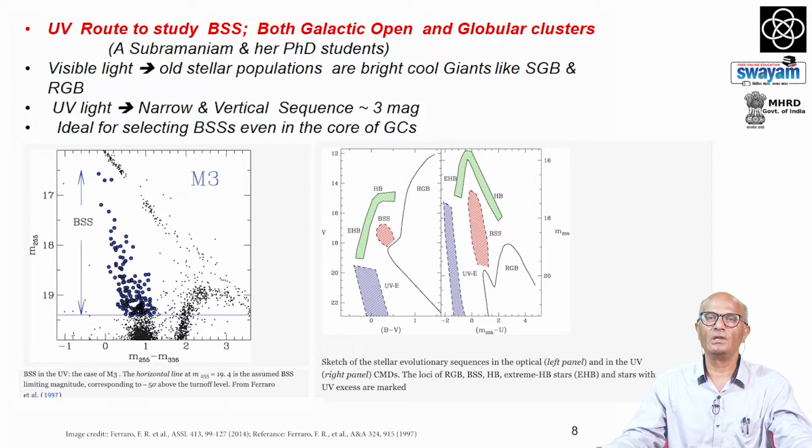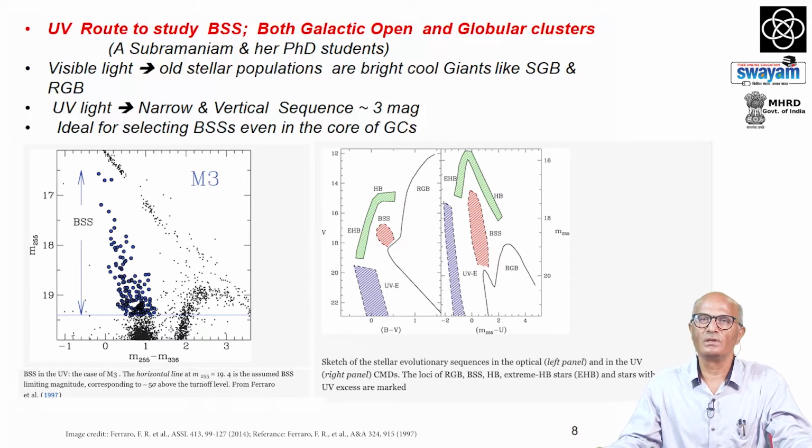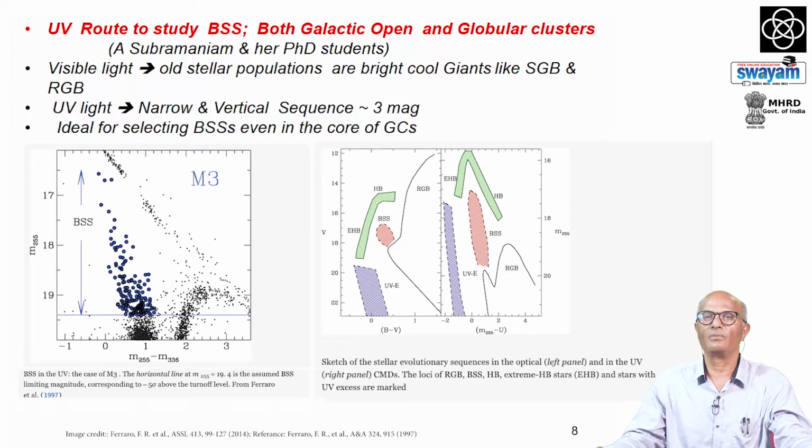If you see in this figure, this is an optical color magnitude diagram: visual magnitude V versus B minus V color. This is the main sequence, this is the location of blue stragglers, this is the red giant branch, this is the horizontal branch, this is the blue horizontal branch, and this is the white dwarf location.